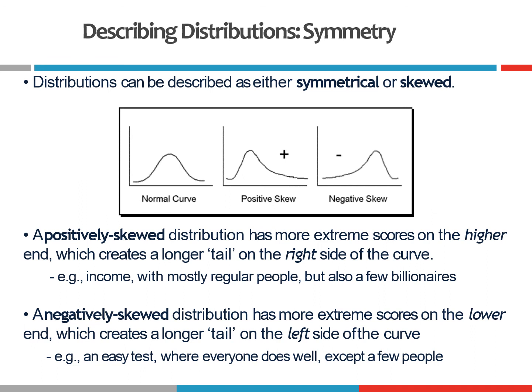So that is how we would describe the symmetry of a distribution. Again, with a normal curve, all of the values are going to be clustered about the middle, but with a skewed distribution, that tail is going to move such that we have more outliers either to the left or to the right.